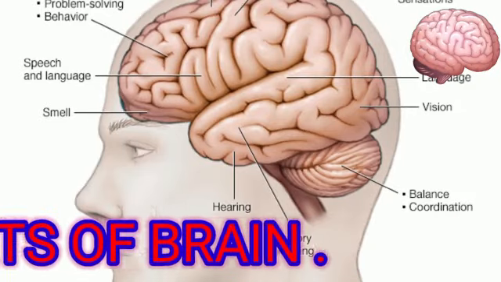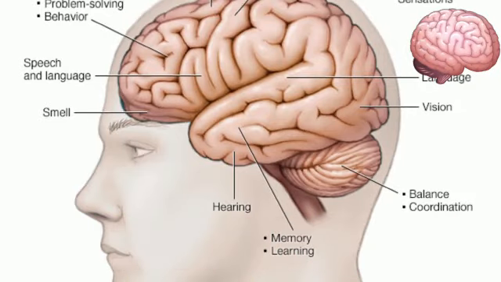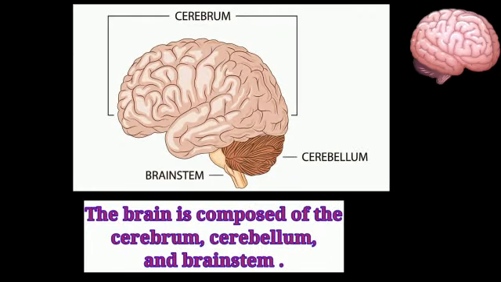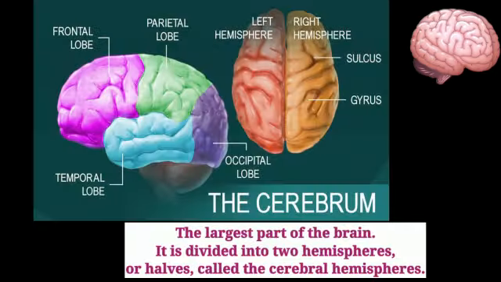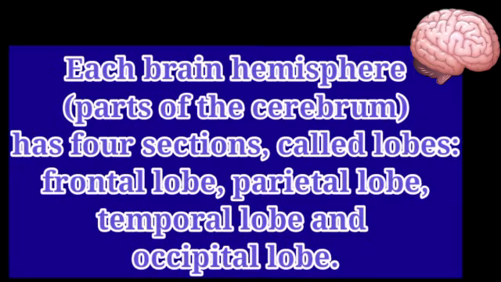Parts of brain. The brain is composed of the cerebrum, cerebellum, and brainstem. Cerebrum. The largest part of the brain. It is divided into two hemispheres, or halves, called the cerebral hemispheres. Each brain hemisphere of the cerebrum has four sections, called lobes: frontal, parietal, temporal and occipital.